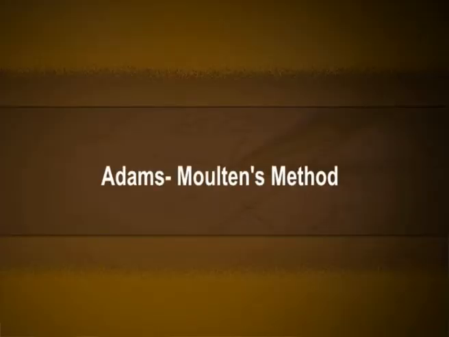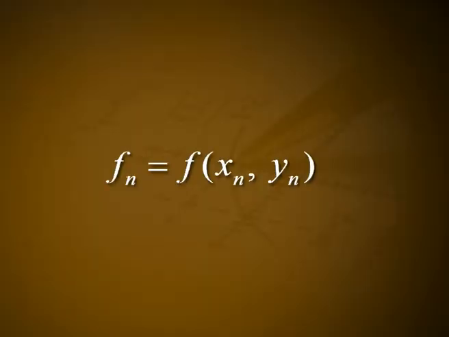Adams-Moulton's method. Adams-Bashforth's formula given in equation 4 is a predictor formula. Having found yn, we find fn = f(xn, yn) and use it to get a better value of yn. The corrector formula is known as Adams-Moulton's method and it is derived in the same manner as the Adams-Bashforth method.